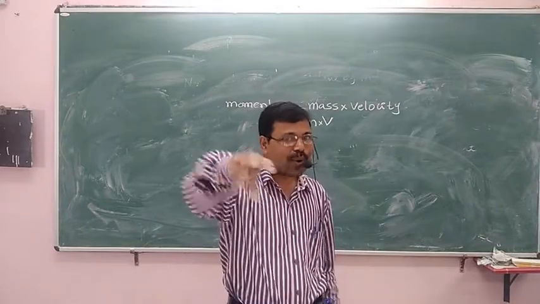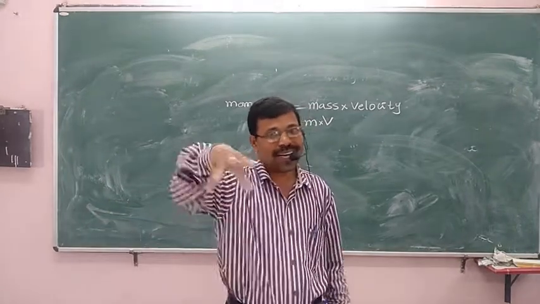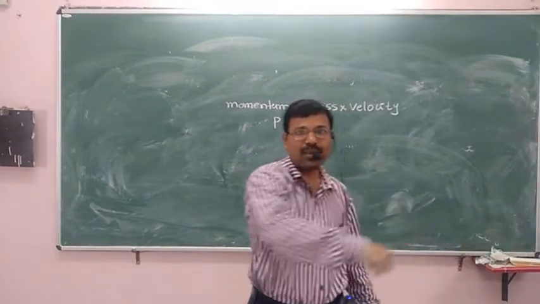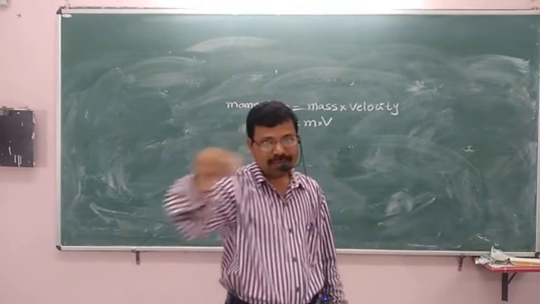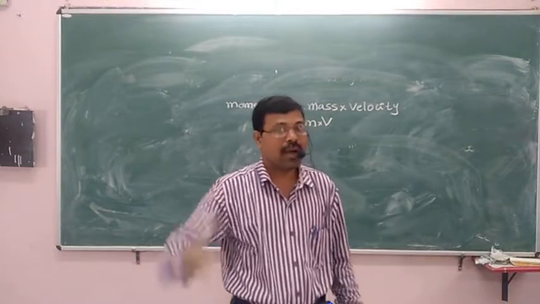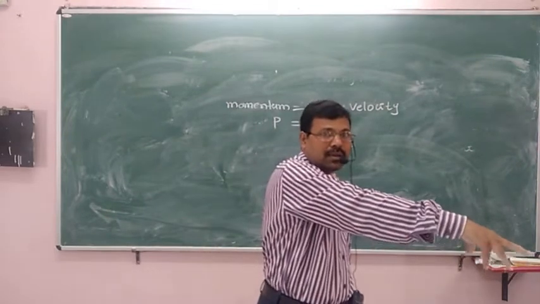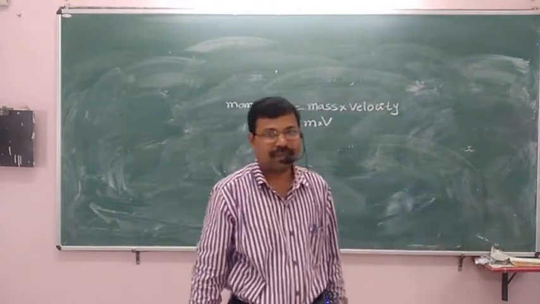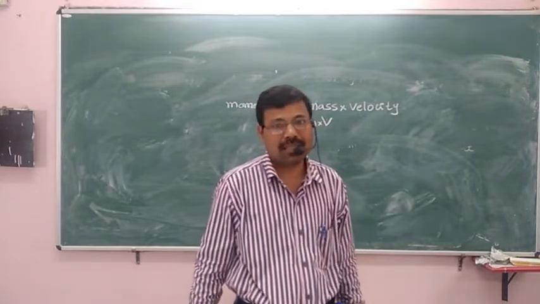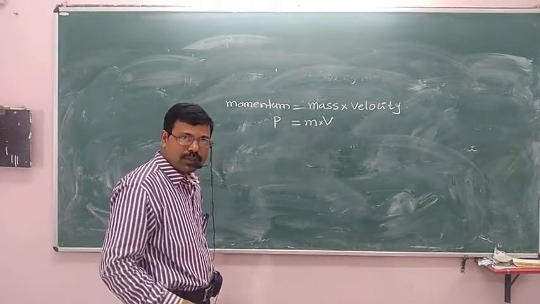But when the same car is at rest, even though it has mass, its velocity is 0, so its momentum is 0. It doesn't have any effect on other objects. But when it starts moving, it will have momentum, and that momentum will be transferred to the resting body. Therefore, that resting body will receive the damages. Fine. So momentum is equal to mass into velocity.